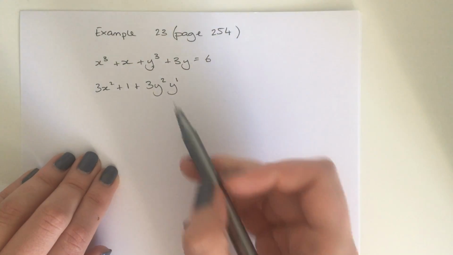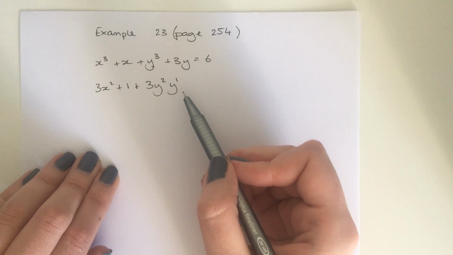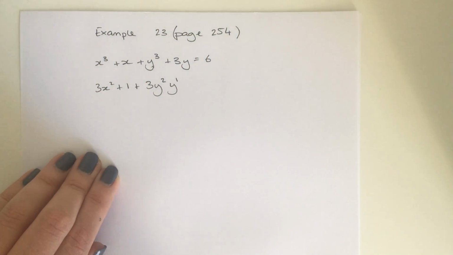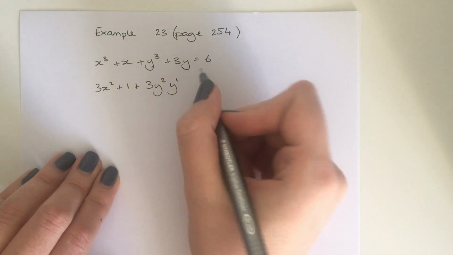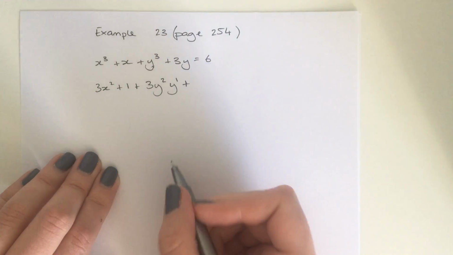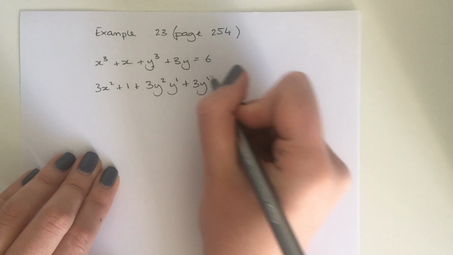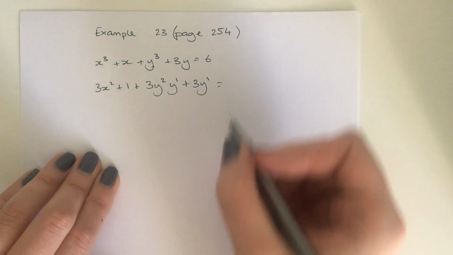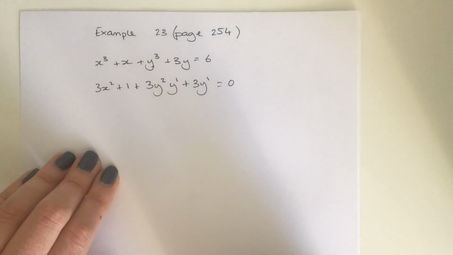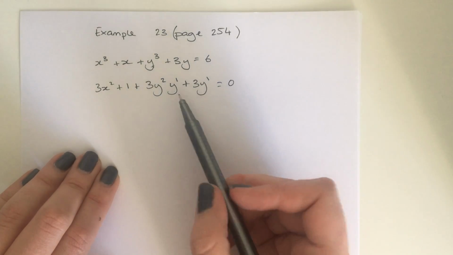I'm going to write this as y dash. When I write y dash, I mean dy by dx. If you look at the example in the book, they do dy by dx all the way through. I'm just saving time. Plus, and then 3 multiplied by the derivative of this. This is 3y dash, is equal to, and then if I differentiate 6 with respect to x, I just have 0.